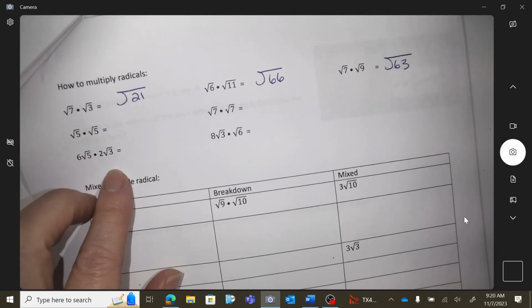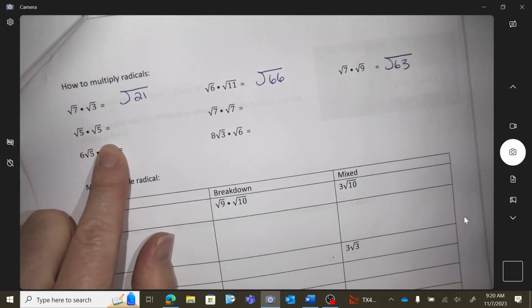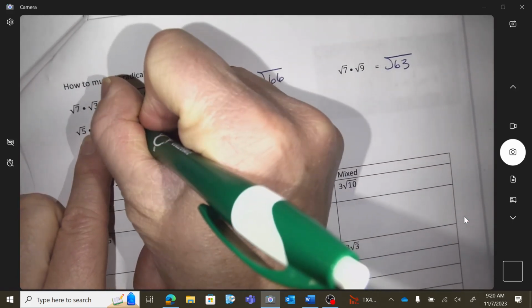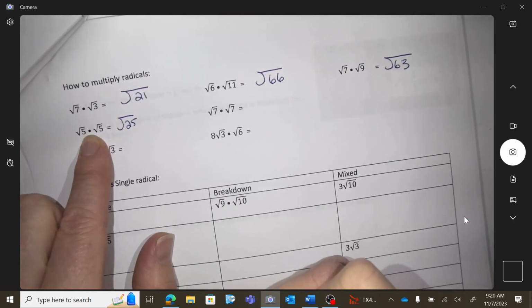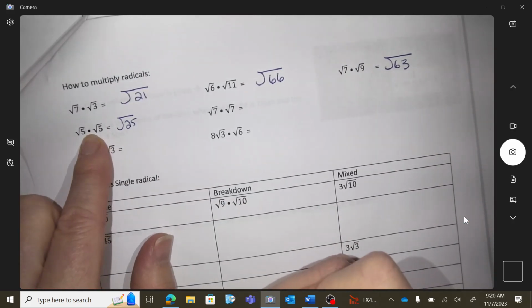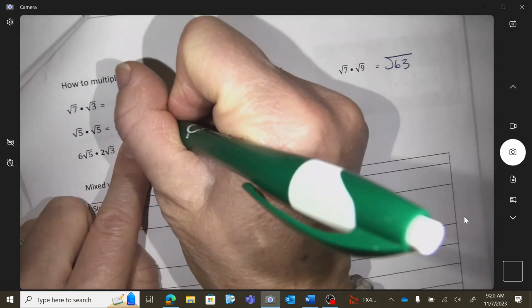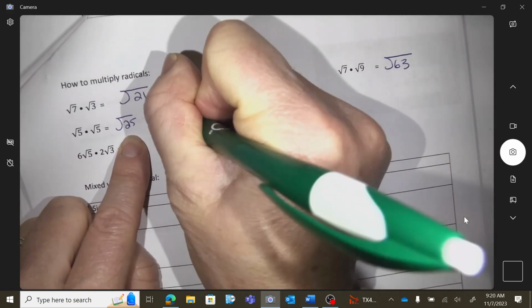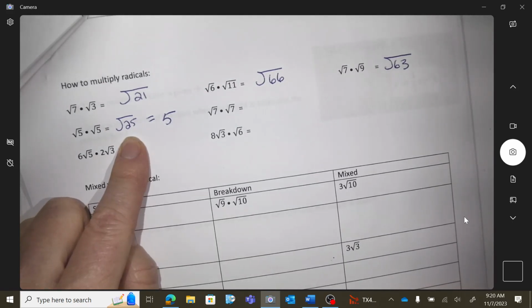Okay, next. Root 5 times root 5 makes a total root of 25. Oh, wait. I can do that. What is the square root of 25? 5.